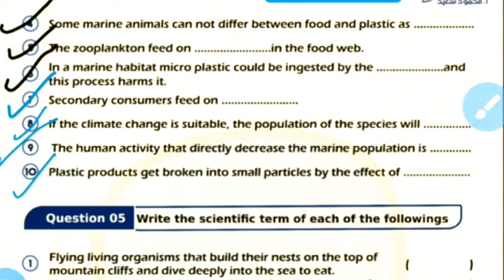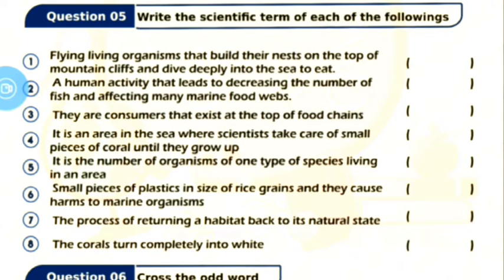Okay. The scientific term. First question: flying living organism that builds their nest on the top of mountain cliffs and dives deeply into the sea to eat. What is it called? The answer is sea birds. Number 2: a human activity that leads to decreasing the number of fish and affecting many marine food webs, what do we call it? Overfishing. Okay. Number 3: they are consumers that exist at the top of food chains. The answer is top predator.